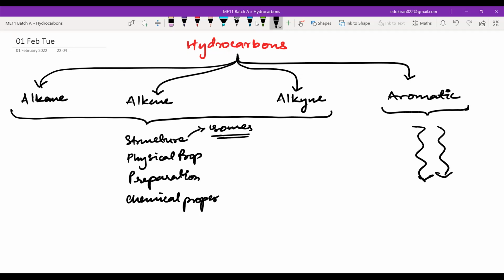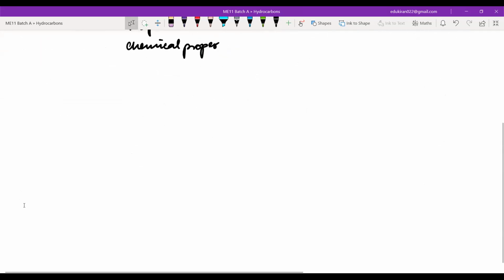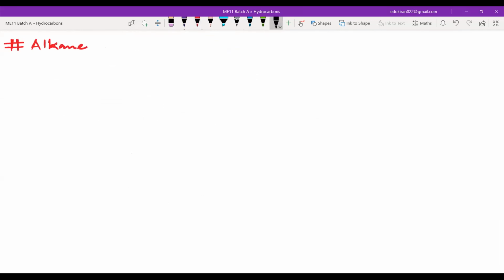Okay, so with this, we will start first of all with alkanes. Don't write the topic. Alkane. So these are saturated hydrocarbons. You know these things from your 10th standard only.